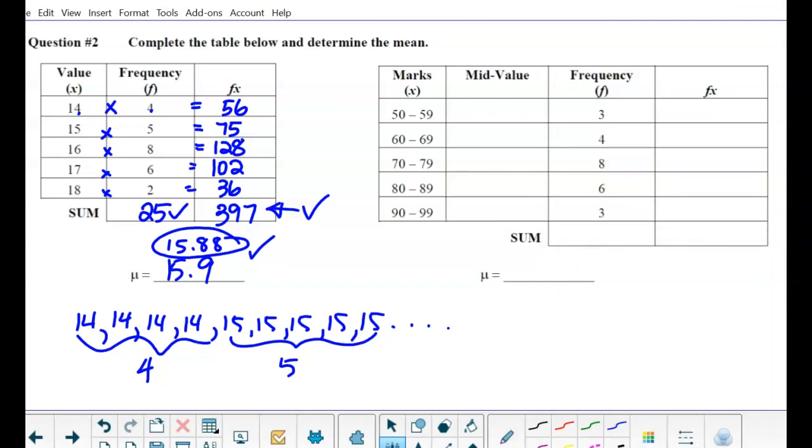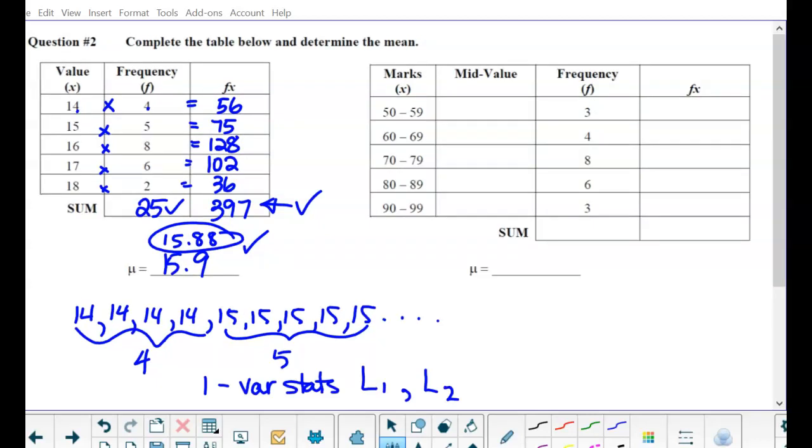The only thing different here is it's an interval of values. So in order to use your calculator, if we have an interval of values, your mid value is the average of these two. 50 plus 59 divided by 2 is 54.5. It's called the mid value. This would be 64.5, 74.5. And that's what you enter in your calculator list because you can't enter an interval.